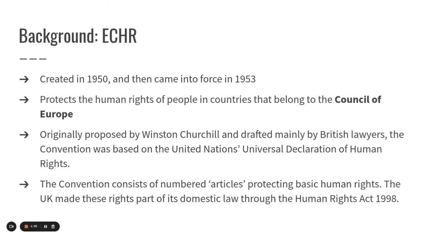So the Convention consists of a number of articles which protect the basic human rights, things like right to a fair trial, right to life, freedom of expression, right to privacy, all the ones we've had a look at in lessons. So the UK made these rights part of its domestic law through the Human Rights Act 1998. The Human Rights Act incorporated the European Convention of Human Rights into domestic law.